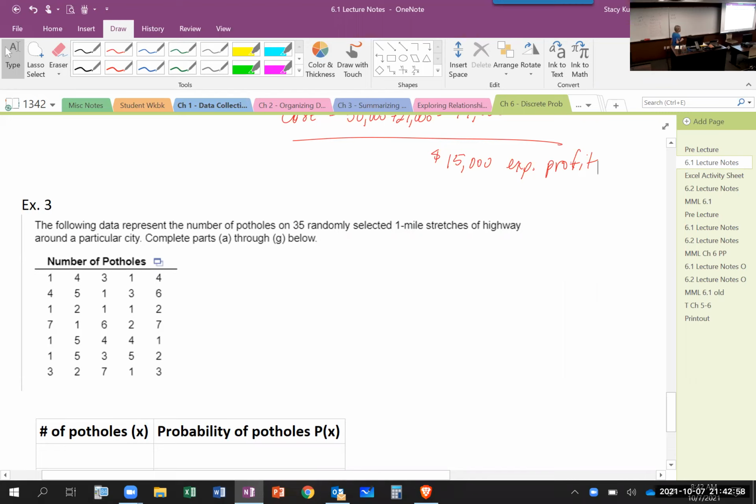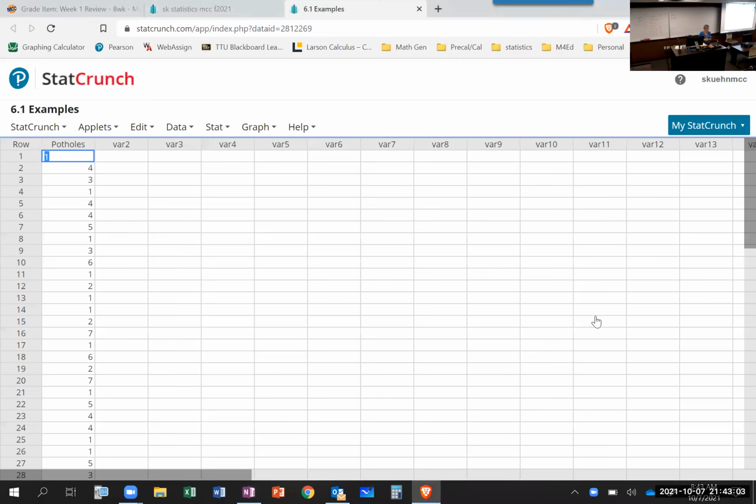And so we know that when we see data like that, we're gonna put it into StatCrunch, which is what I've done for us right here, right? So that single column with potholes represents the data that we're looking at. Now, the question I'm being asked here is, what is the expected value of the potholes? How many potholes in a 1 mile stretch could I expect to encounter if I am, I don't know, in this city?